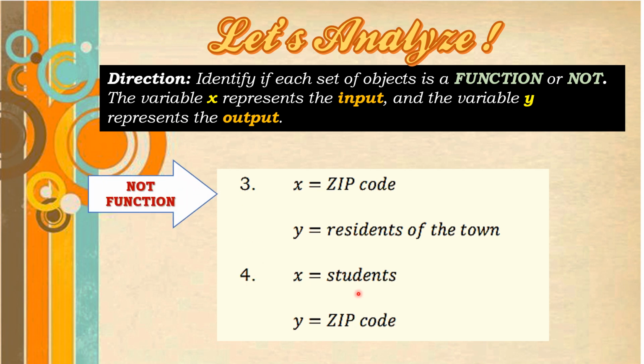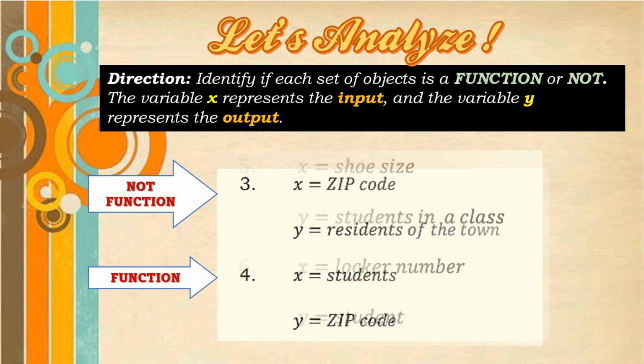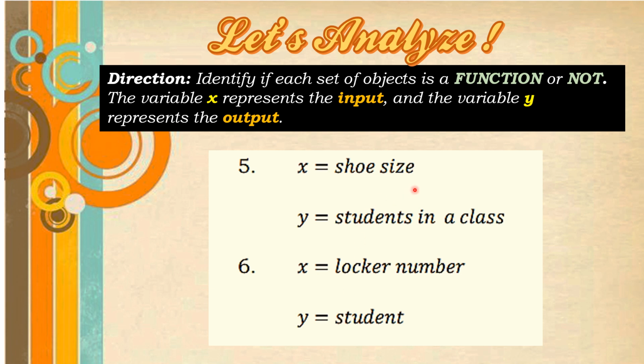Number 4, students versus zip code. This is many-to-one. Therefore, this correspondence is a function. This is a function, many-to-one. Number 5, shoe size versus students in a class. It refers to one-to-many correspondence. Therefore, this is not a function.